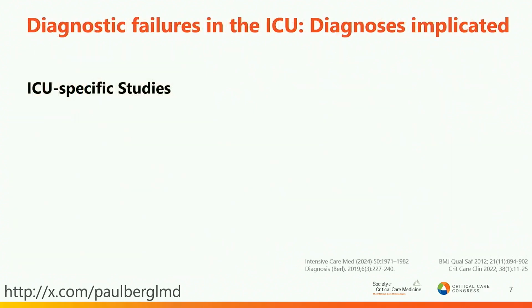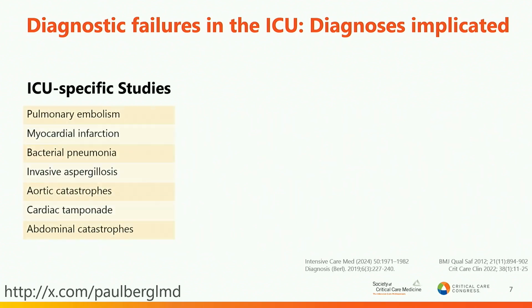So what diagnoses are implicated? You might think, well, this is esoteric stuff, rare things, things I didn't know about. But the reality is, from all these recent and historical ICU-specific studies, it's stuff that all of us know an awful lot about and see probably every day. Pulmonary embolism, myocardial infarction, bacterial pneumonia. Now, there are a couple of surprises on this list. Invasive aspergillosis is actually more common. You probably realize it's one of the more common diagnostic errors discovered at autopsy, and that's probably just due to limitations still in our ability to diagnose it and the limitations of the diagnostic tests we have for it.